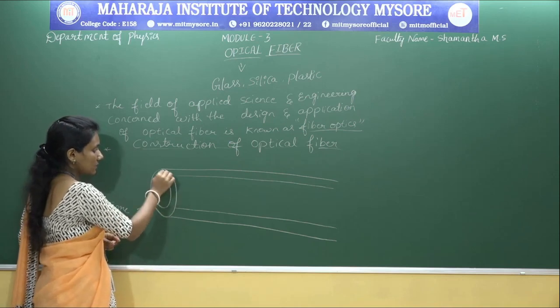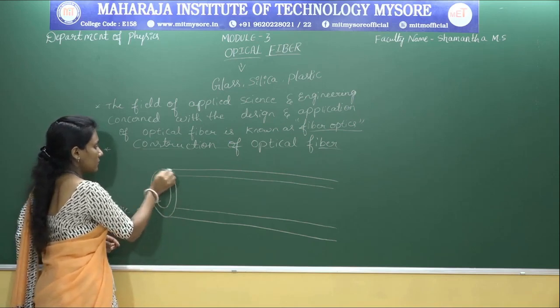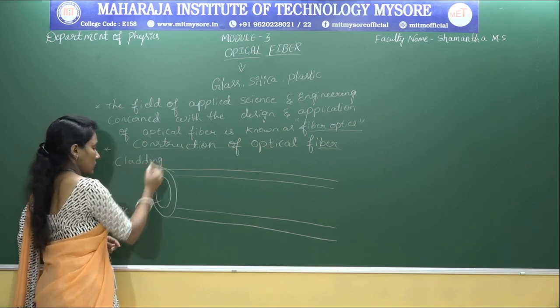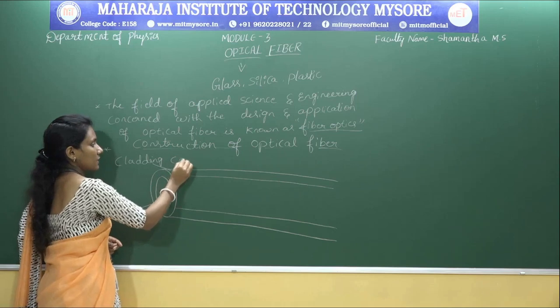This outer region is called the cladding, with refractive index N2.